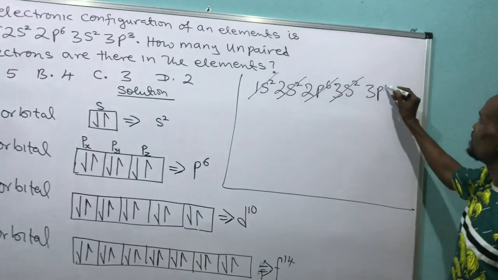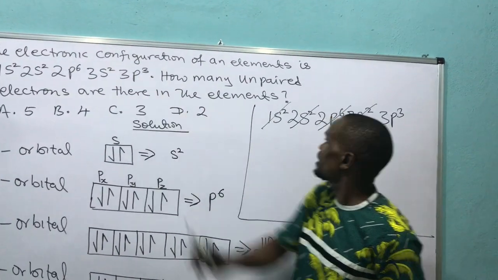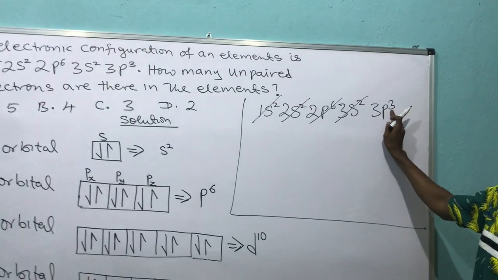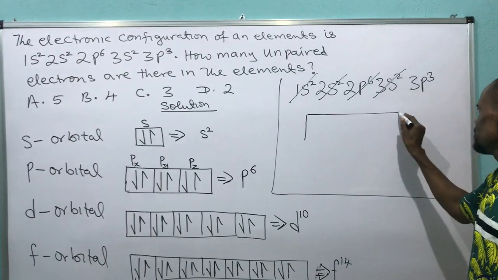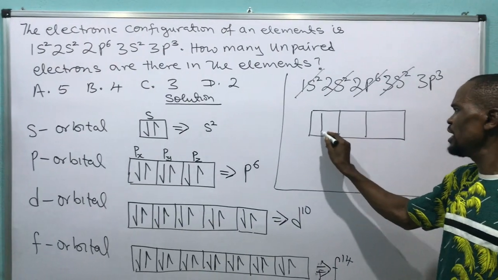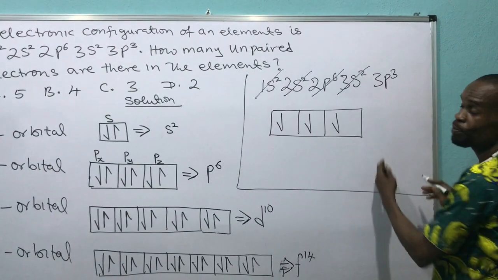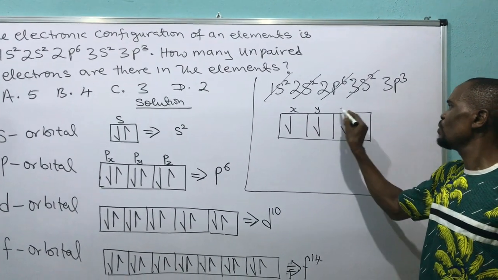It is 3p3. That's what they gave me there. Looking at 3p3, you see that it's incomplete. It's supposed to be 6 versus 3. Then what does it mean? Look at the p orbital here. I have 1, 2, and they are not paired. And I have here x, y, and z.